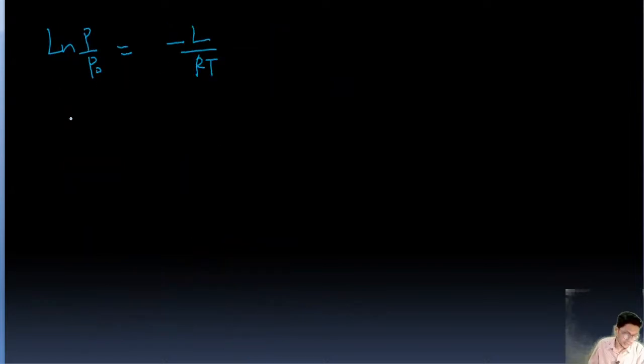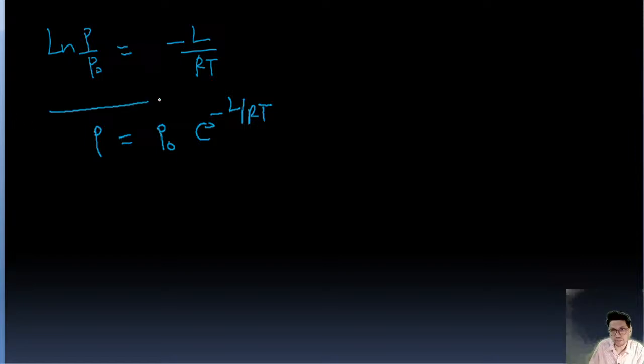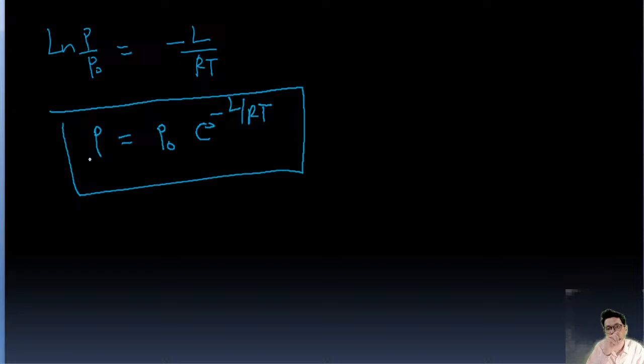So from here the value of P is going to be P naught e to the power minus L upon RT for 1 mole of gas. For an ideal gas, the pressure is P equal to P naught e to the power minus L upon RT, where P naught is the constant. Okay, so this is important.